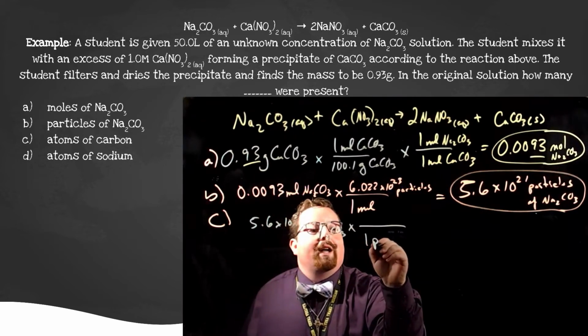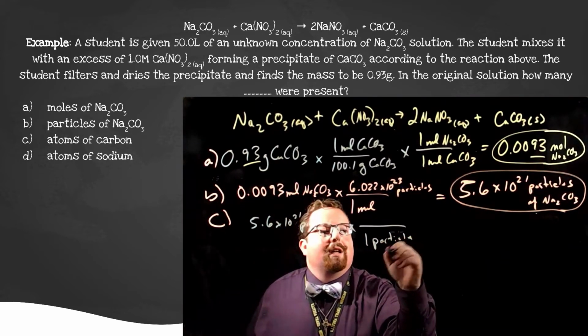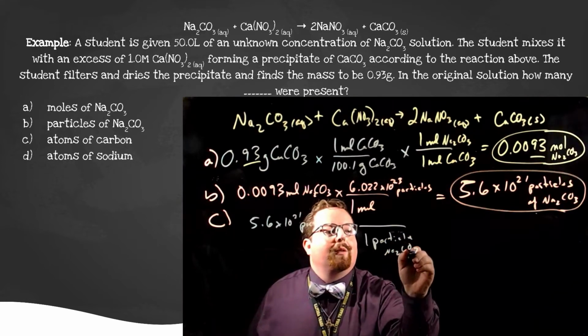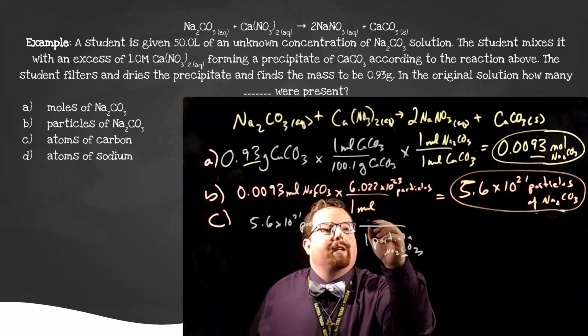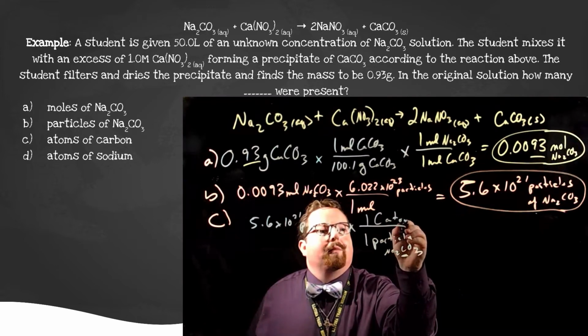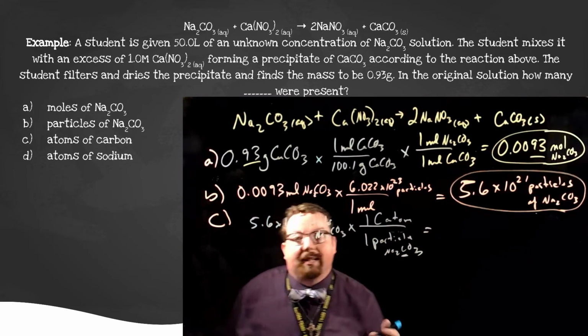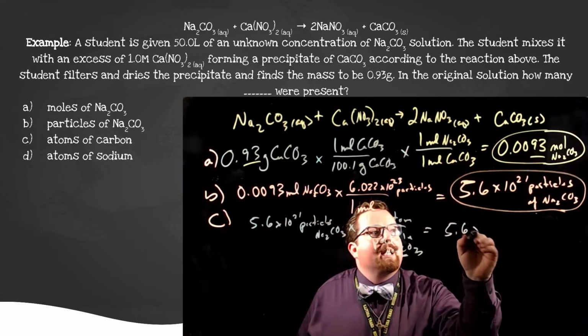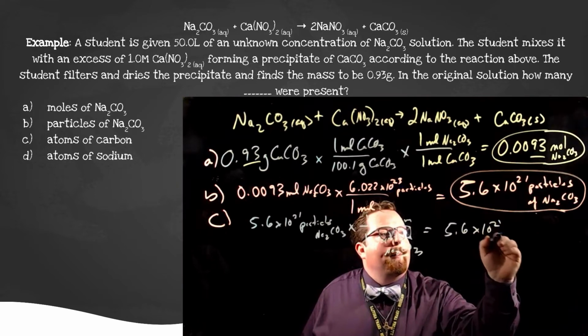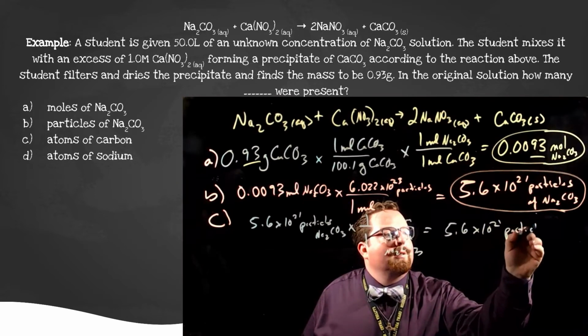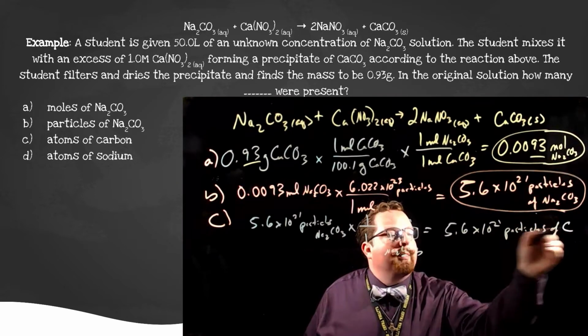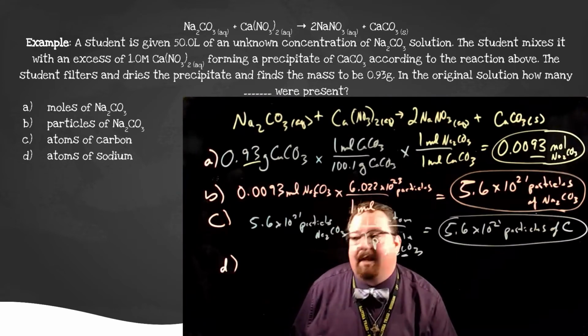And for every 1 particle of Na2CO3, we have 1 carbon atom. So that answer would be the same. There are 5.6 times 10 to the 21 particles of carbon. And lastly, for part D, do the same for sodium.